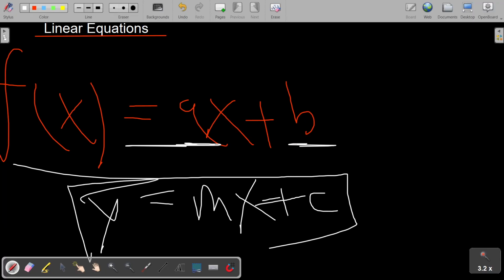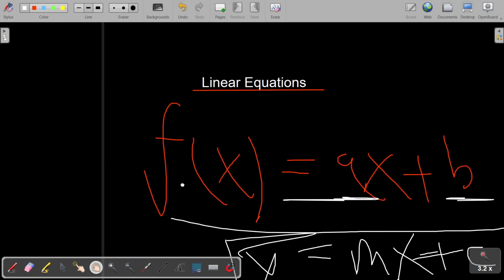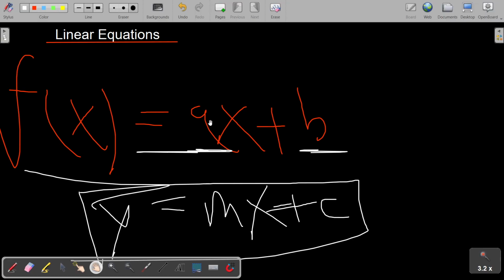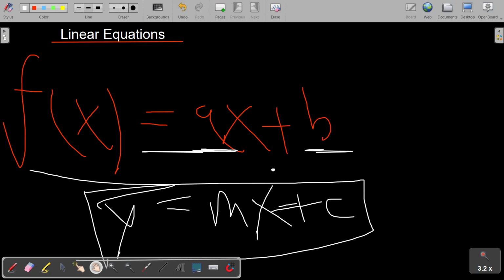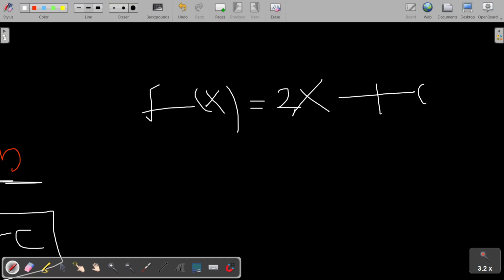We write straight lines with this form. But I'm talking about linear equations. So yes, this is the form of a linear equation. Here a and b are just two random numbers. So b can be zero also. If b is zero, then let's take a as 2 and b as 0. Then f of x is equal to 2x. This is also a linear equation.